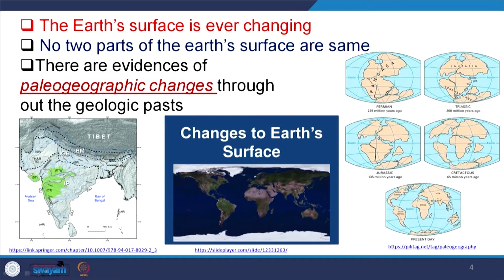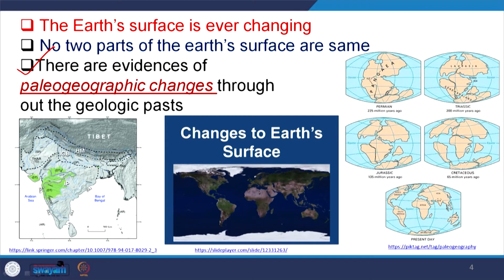Now, the earth surface is ever changing, that means no two parts of the earth surface are the same. There is evidence of paleogeographic changes throughout the geological past. It is very important to notice here: paleogeographic changes, that means if you consider our Indian context only. In the Indian context, if we remove 55 million years from the geological time scale, we will not find the existence of the Himalayas in the northern part. Instead we will find the occurrence of an ocean that is called the Tethys Ocean.